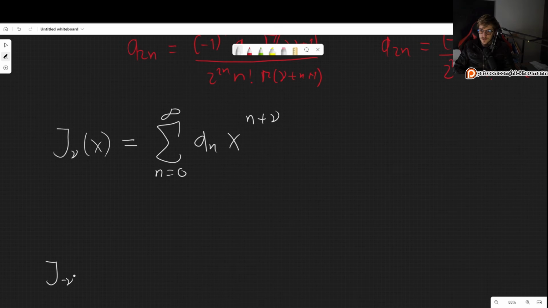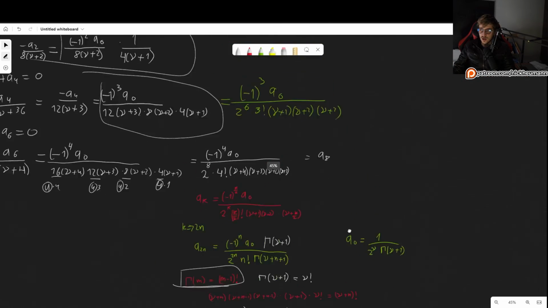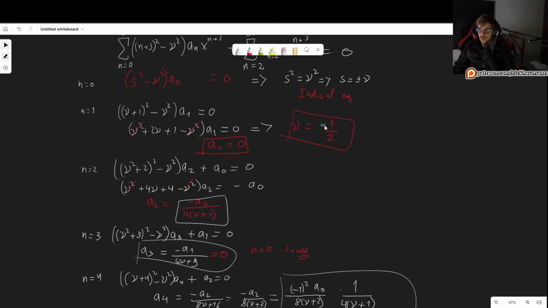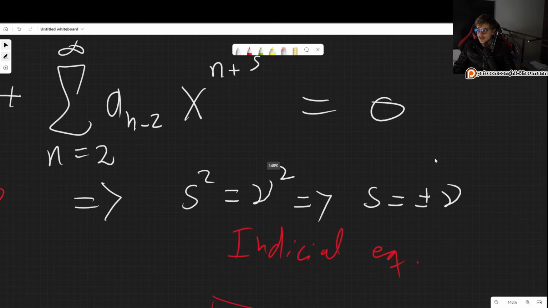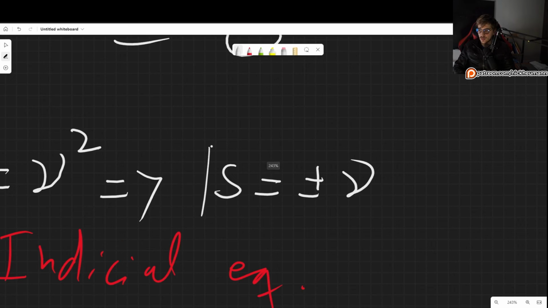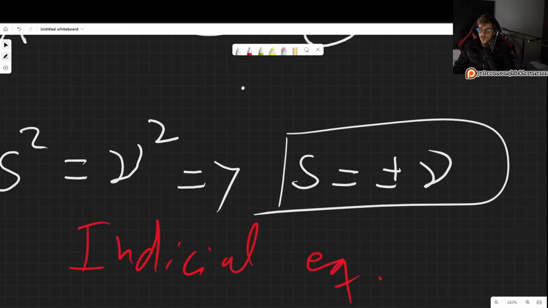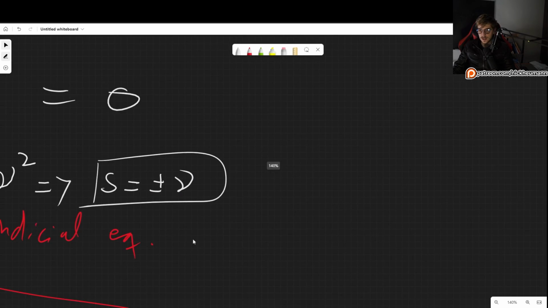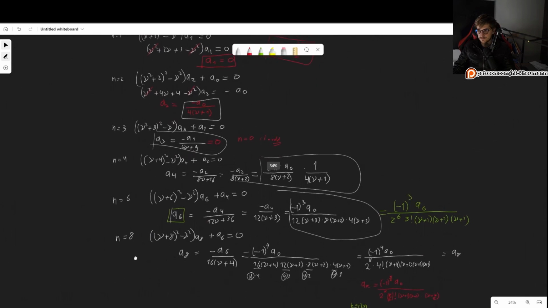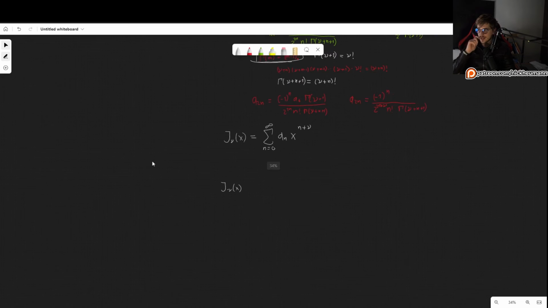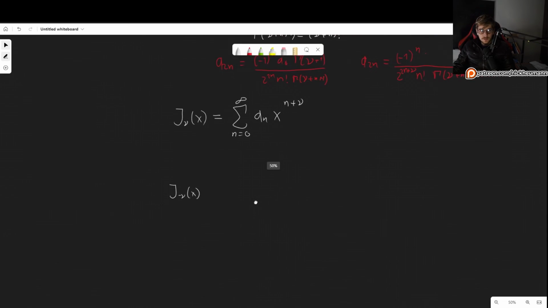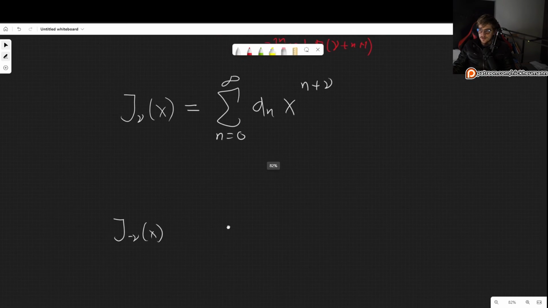So the case J plus nu. Just as a reminder, in case you forgot, why am I talking about plus or minus nu? It comes from the initial equation, when for the case a0 we found that s squared had to be equal to nu squared, so s is plus or minus nu. So there are two possible values. Now, both bring you to the same results, right?